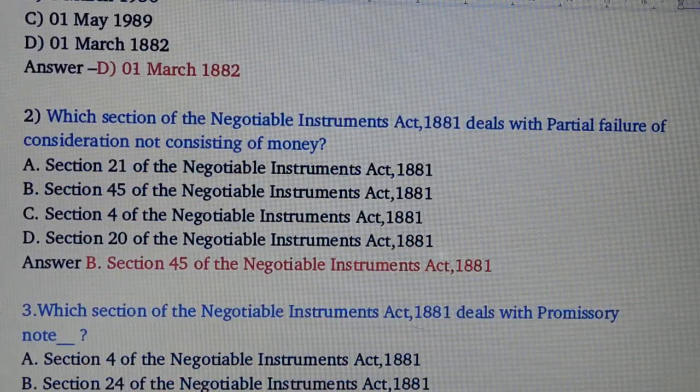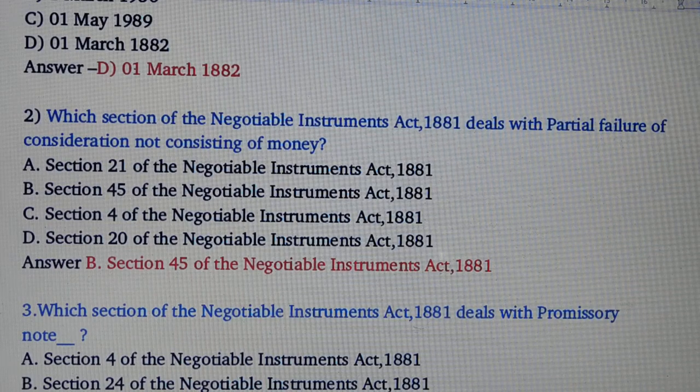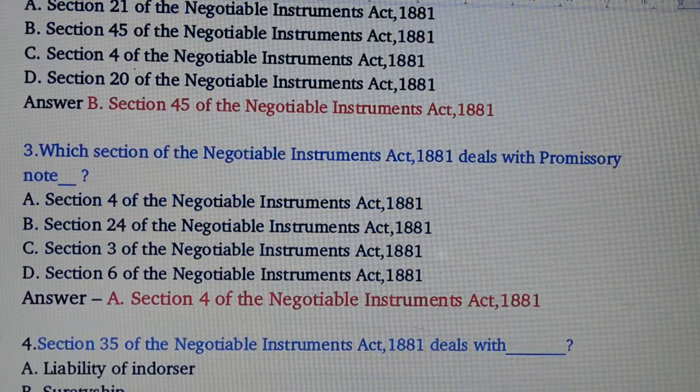Question number 2. Which section of the Negotiable Instruments Act deals with partial failure of consideration not consisting of money? Answer is option number B, section 45 of the Negotiable Instruments Act 1881. Question number 3. Which section of the Negotiable Instruments Act deals with promissory note? Answer is option number A, section 4 of the Negotiable Instruments Act 1881.